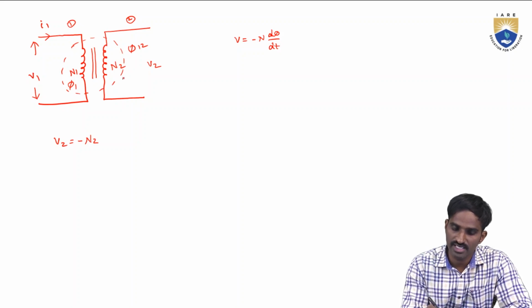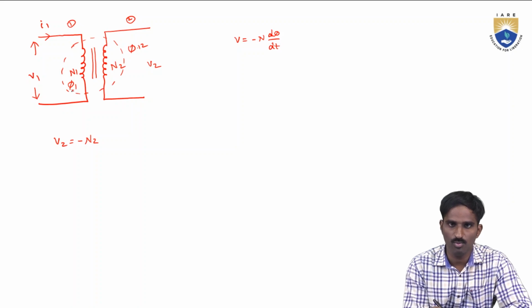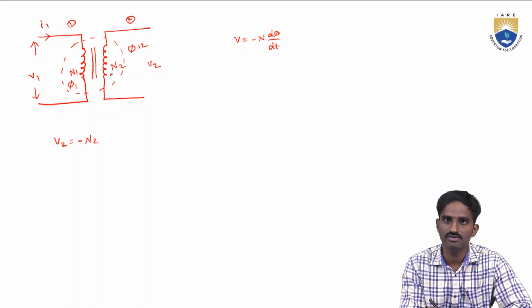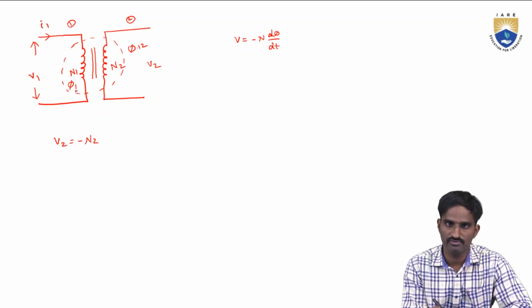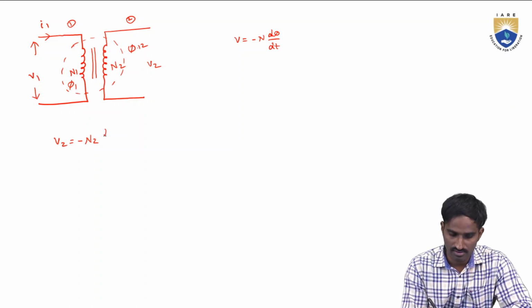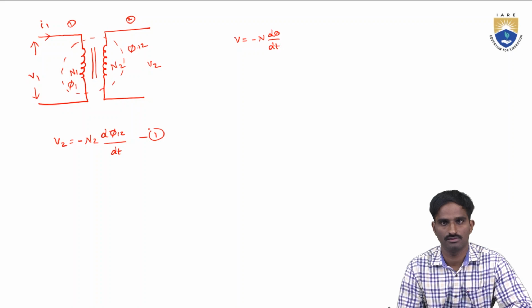And what is the flux linkage with the secondary coil? Here it is phi12, because the same amount of flux may or may not be linked with the secondary coil. The flux produced by the primary coil is phi1, but that flux may not be fully linked, so let us consider the flux linkage with the secondary coil as phi12. So here, V2 equals minus N2 d phi12 by dt. Let us call this equation number 1.